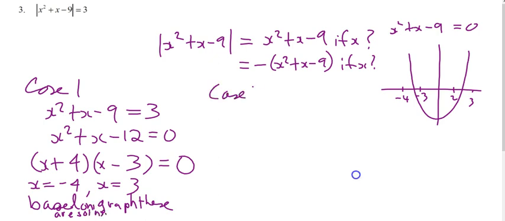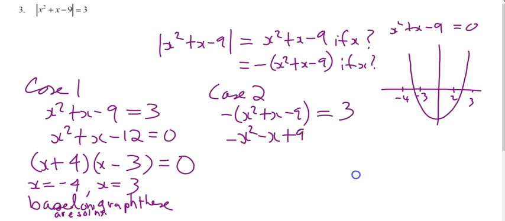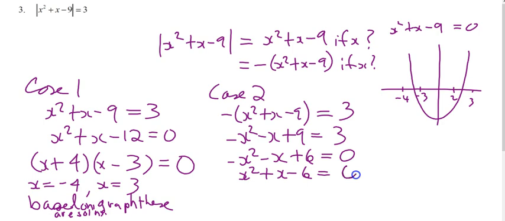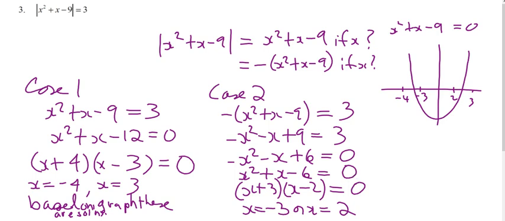Case 2 is the negative of x squared plus x minus 9 is equal to 3. So negative x squared minus x plus 9 is equal to 3. Negative x squared minus x plus 6 is equal to 0. x squared plus x minus 6 is equal to 0. x plus 3, x minus 2 is equal to 0. x is equal to negative 3, or x is equal to 2. For case 2, those are going to work.